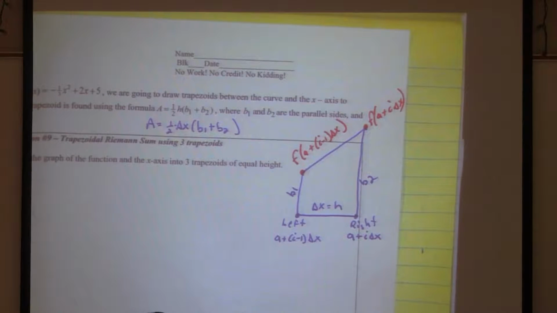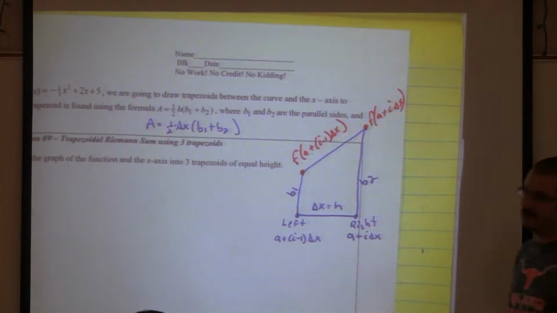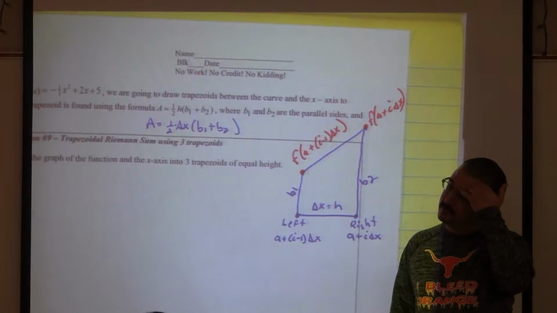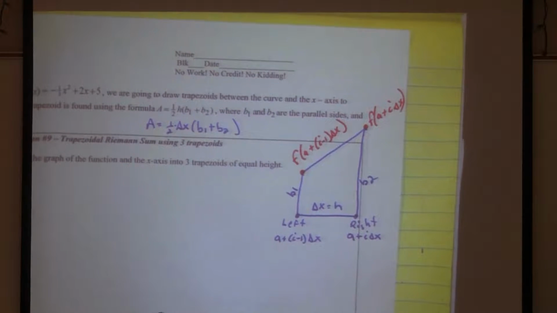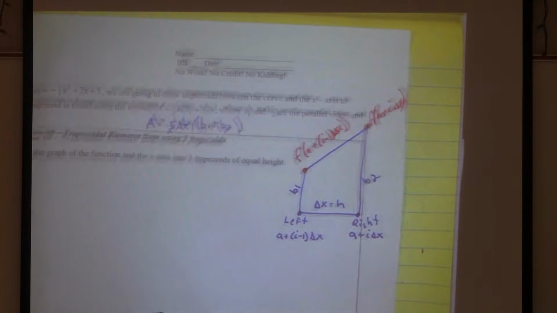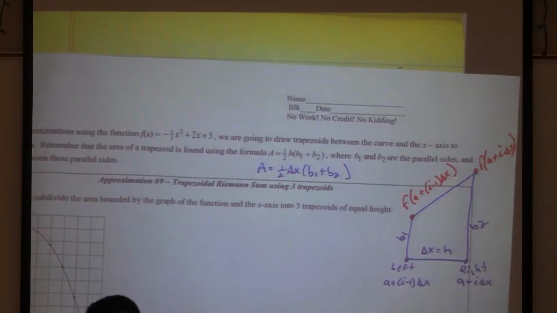Pretty cool? So the midpoint one is not the average of the left and the right. It's the trapezoidal one that's the average of the left and the right. Got it? Pretty easy? Alright, so let's jump in here and let's work with this example.